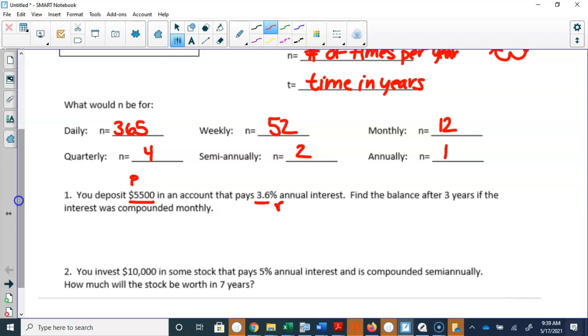Now remember, we need to change this from a percent to a decimal. So I'm going to take that decimal, move 2 to the left, and our rate is 0.036. Find the balance after 3 years. This is our time in years. Here's our T. If the interest was compounded monthly, monthly then N is equal to 12.